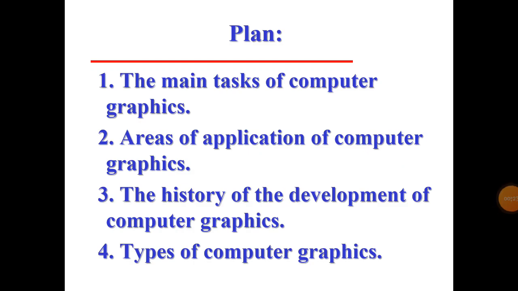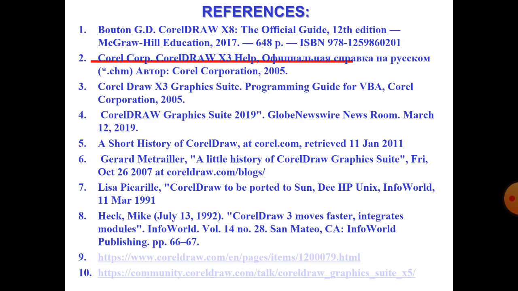And here is the plan. Number 1. The main tasks of computer graphics. Number 2. Areas of application of computer graphics. Number 3. The history of the development of computer graphics. Number 4. Types of computer graphics. And there are some references you can look at and read to get more information about our theme.